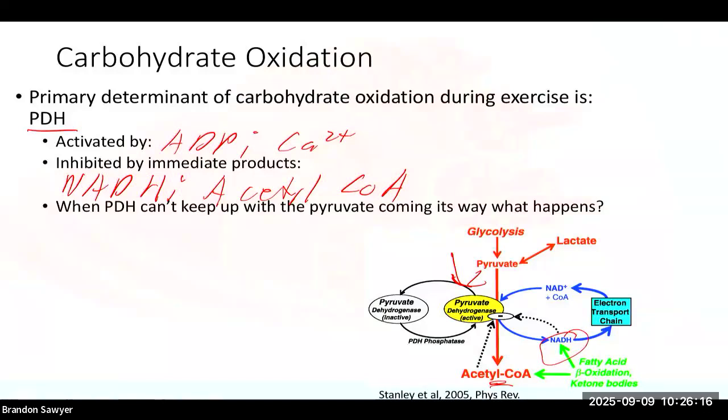But then the big question is, when PDH can't keep up with the amount of pyruvate coming down from glycolysis, that's when it's going to spill over into that LDH enzyme.